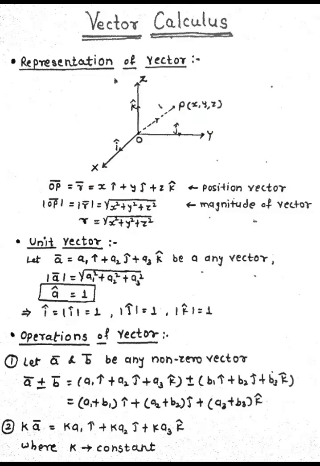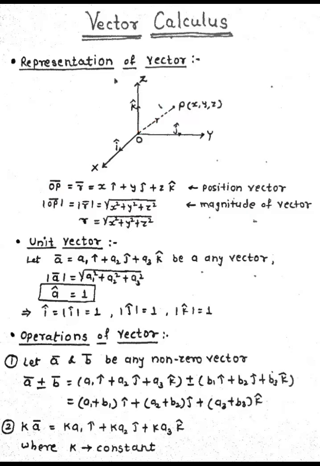So students, the obtained vector OP bar is also called a position vector because we measure the distance of this point P from the origin O, so it is called a position vector, and it is also denoted by R bar in vector calculus. So R bar is generally defined for a position vector.